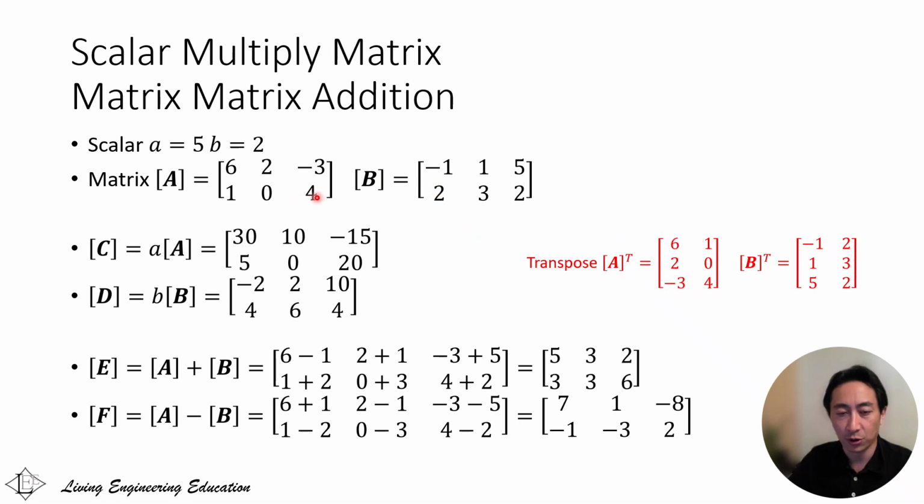The number 4, this is in column 3, row 2. So we're going to put it in column 2 and in row 3. So row 3, column 2. And we do the same thing for the B matrix. So we'll see when we can apply this when our matrices are not of the correct size to complete the operation that we're looking for.